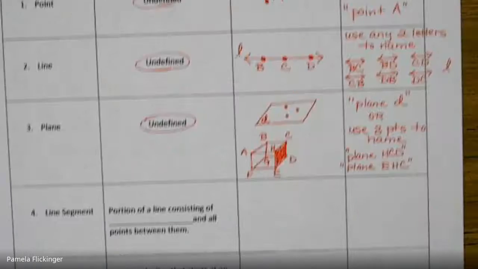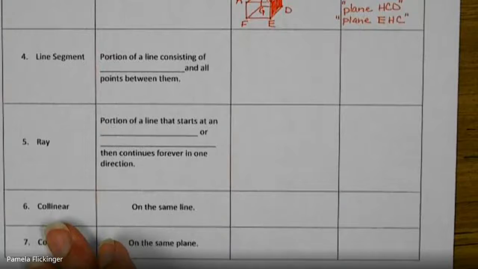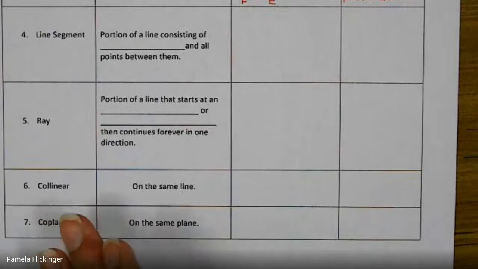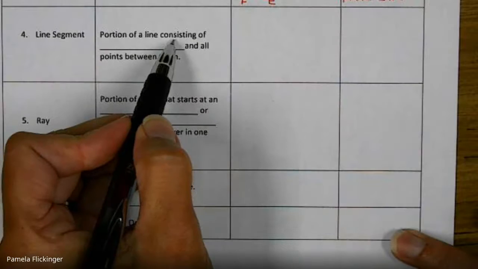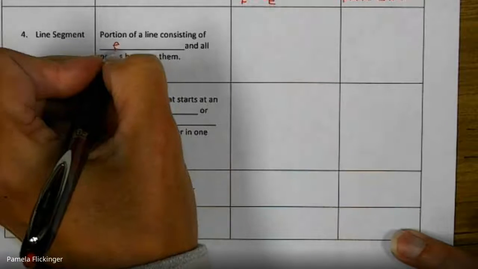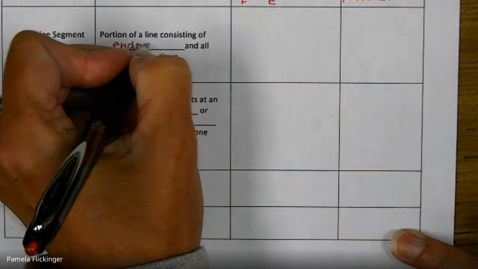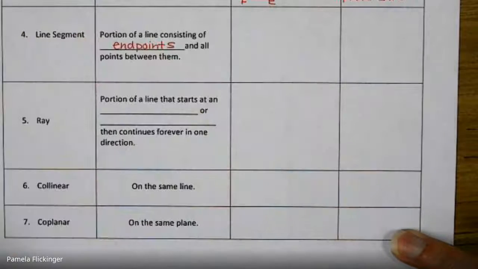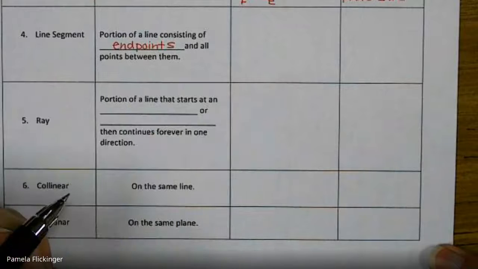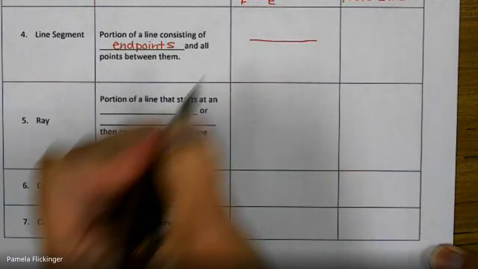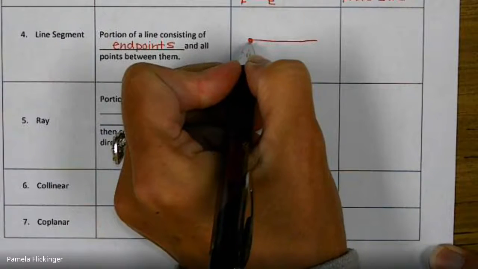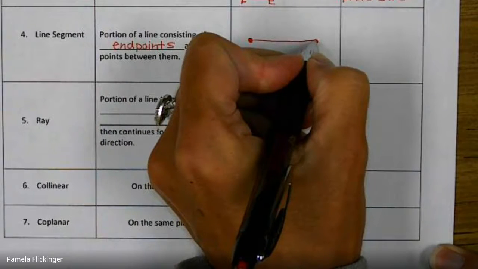All right, slide up. So we've got line segment. A line segment is a portion of a line, but it's going to have endpoints. It's a portion of a line consisting of endpoints and all the points that lie between them. So again, always understood to be straight, but no arrows this time. You're going to have a point and you're going to have a point.